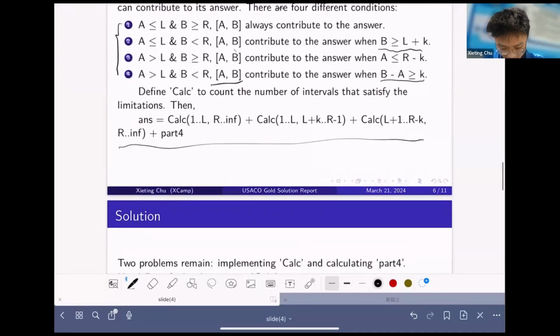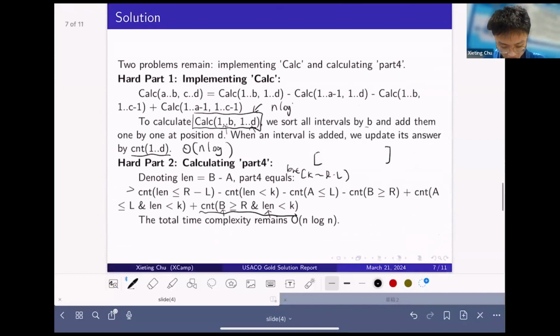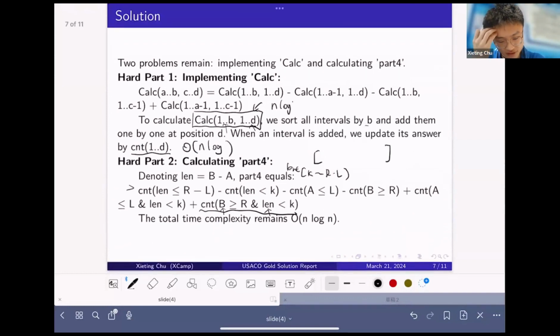You have very long detailed talking here and here. These are two very dirty work. And you will see that the only thing you need to know is how to calculate this.